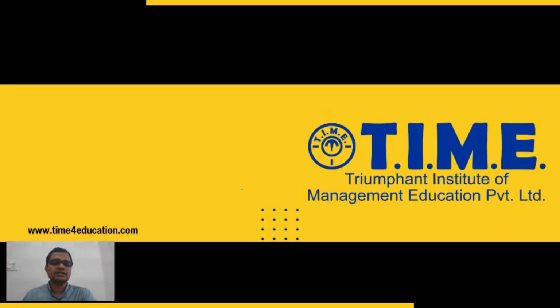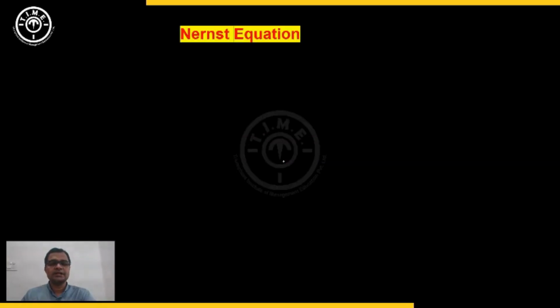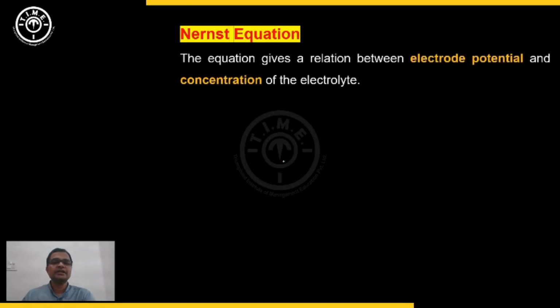In this short session, we discuss the Nernst equation from electrochemistry. Let's start the session. Nernst equation. This equation gives a relation between electrode potential and concentration of the electrolyte.